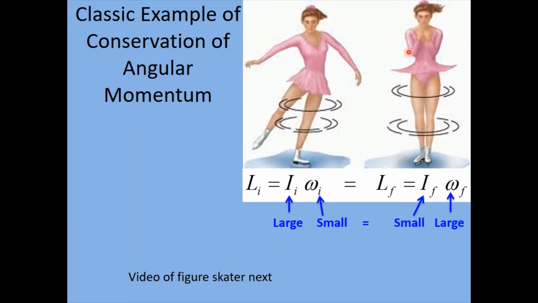But then she tucks her arms in really tight to her body, and notice she brings her legs in tight too. So now all of her mass is located directly along the axis of rotation. Therefore, she has reduced her rotational inertia to a very small number, but her angular momentum, L final, has to stay the same because of conservation of angular momentum. In other words, L final is the same as L initial. So if the rotational inertia is small, her angular velocity has to increase in order to conserve angular momentum. So as she tucks in her arms and legs, she starts to spin faster.